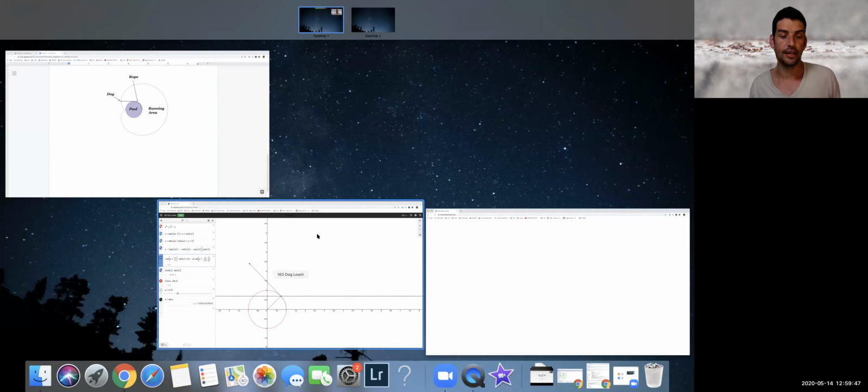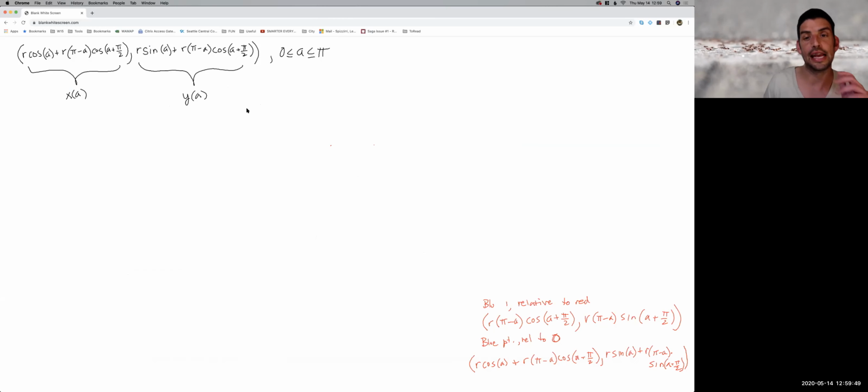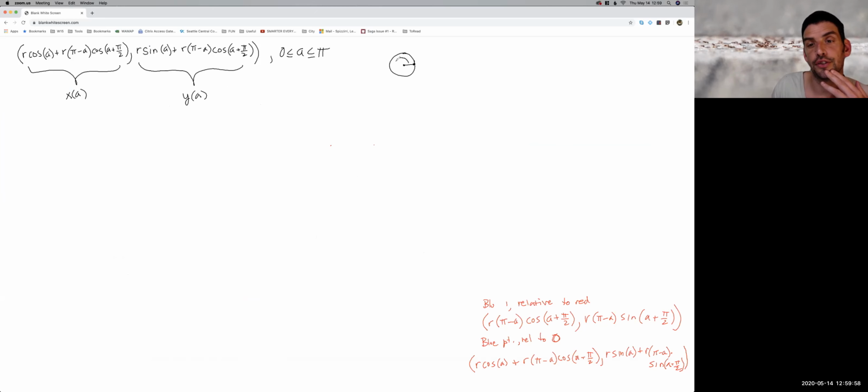Remember, theta A was the angle between, so here's our pool. It was the last point of contact for the leash. So as the dog goes all the way around, that is an angle of pi. So A goes between 0 and pi.